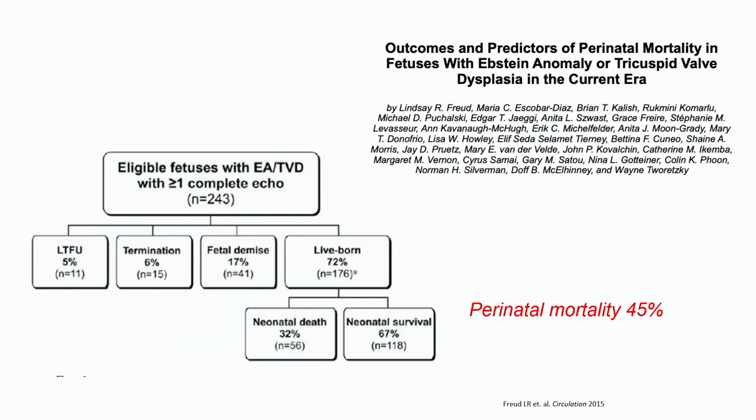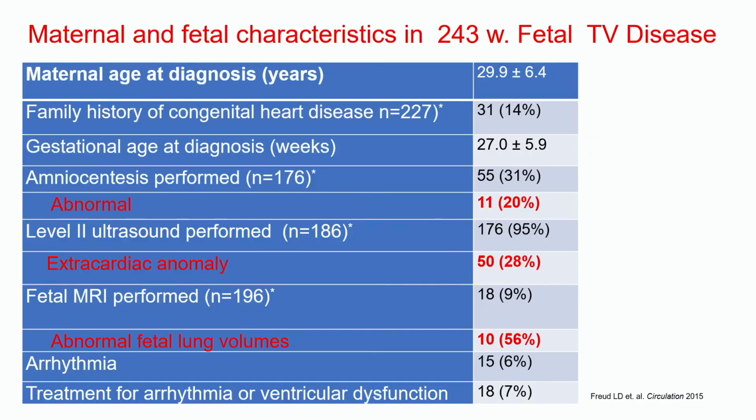So there was a paper published in 2015, which was really and still is the largest multicenter study on Ebstein's anomaly in the fetus, and a lot of us contributed to it. It was 243 patients, which was really a fairly good cross-section. Of these 243, you can see that the perinatal mortality, which is really the important part, was almost 50%, and that's if you include the terminations, the fetal demises, and the neonatal deaths. So even in the current era, Ebstein's anomaly is a serious congenital heart disease.